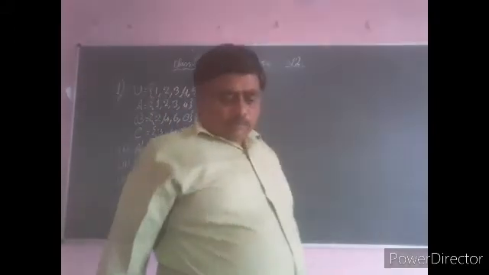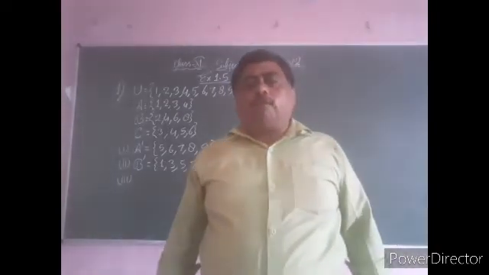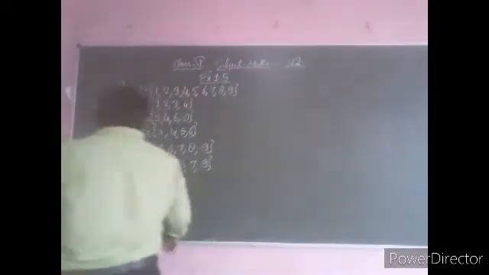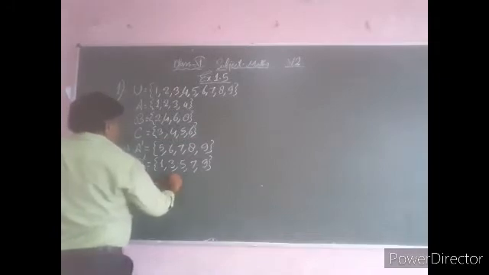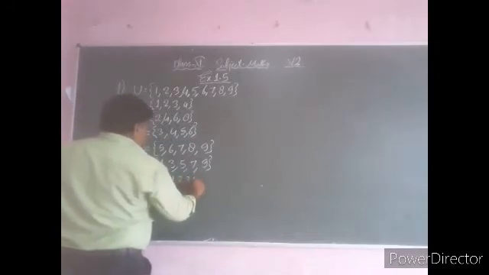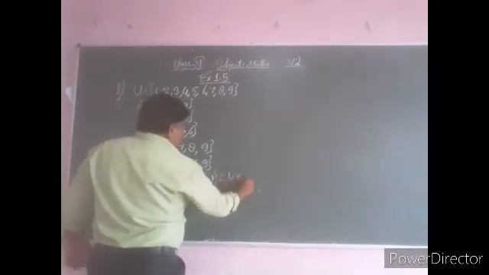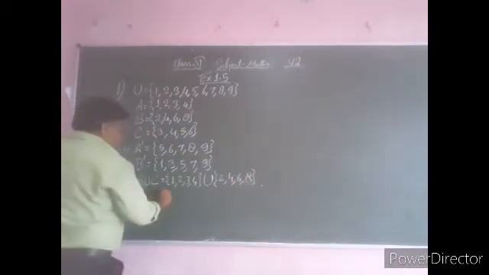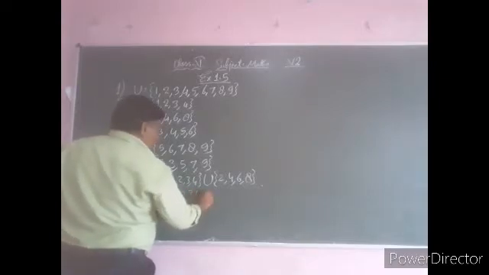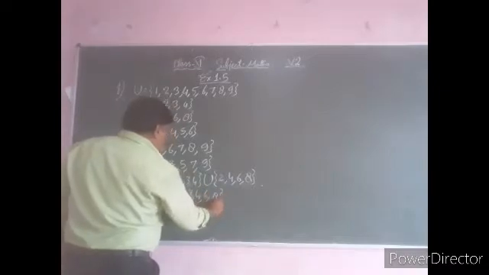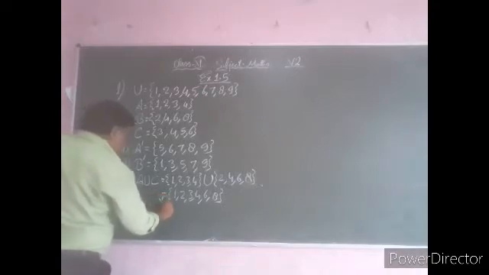Third one, A union C complement. So for this, first of all find out A union C. A union C is {1, 2, 3, 4} union {2, 4, 6, 8}, which is equal to {1, 2, 3, 4, 6, 8}. Now A union C complement.